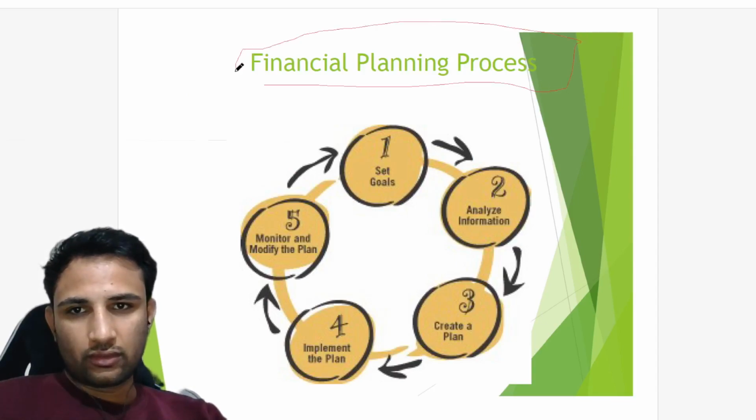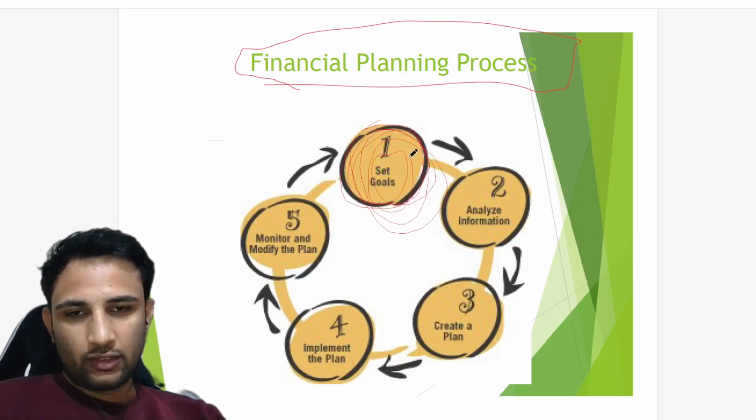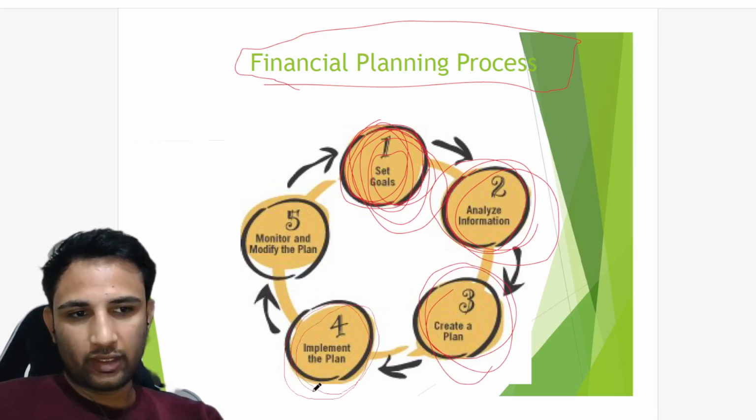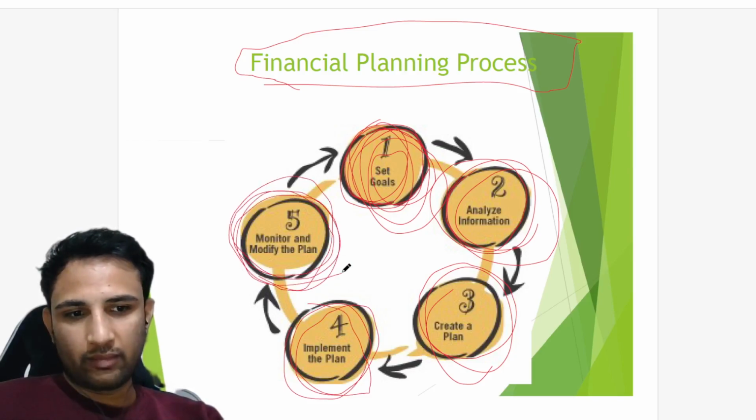Personal financial planning process. The first step of financial planning is to set goals. The next step is to analyze information. Then the third step is to create a plan according to the information. The fourth step is to implement the plan. And the fifth step is to monitor and modify the plan.